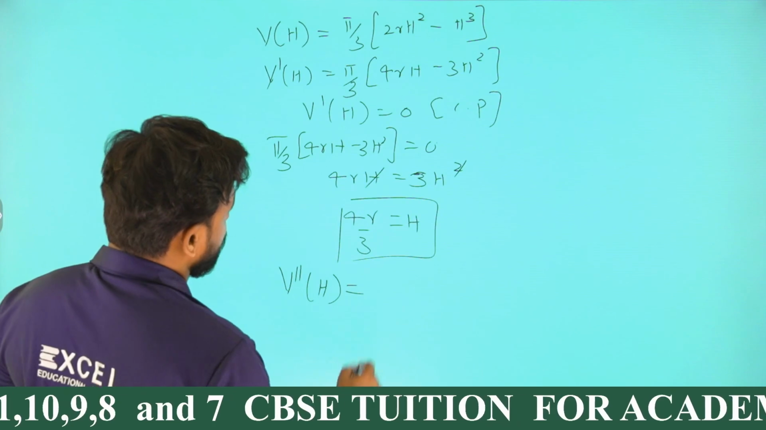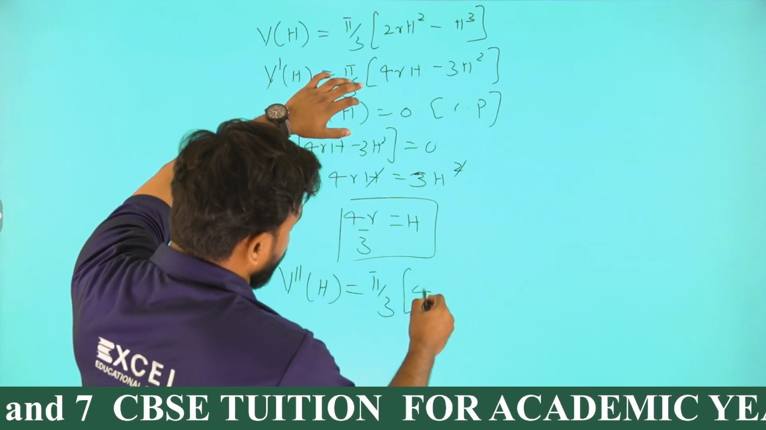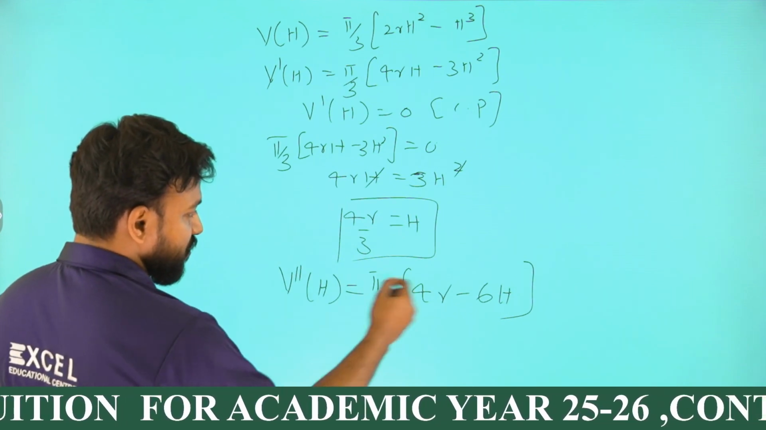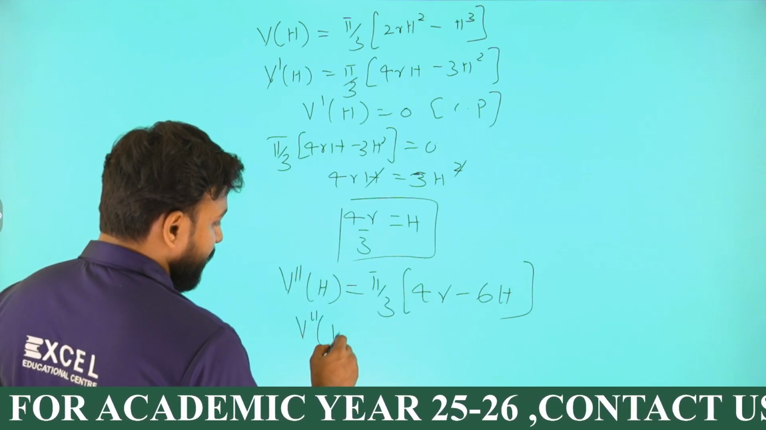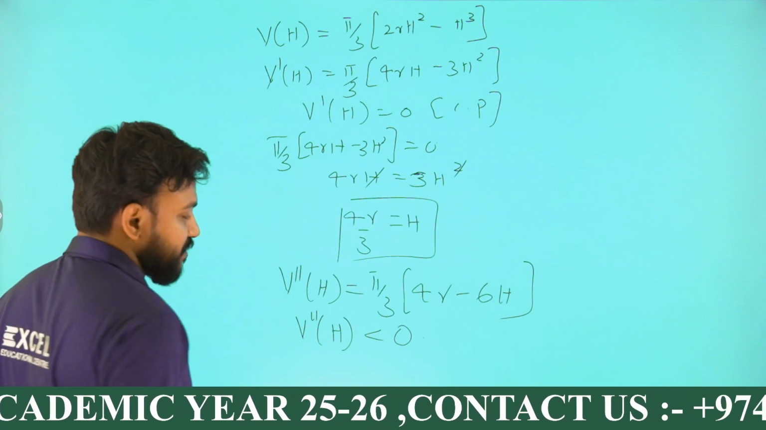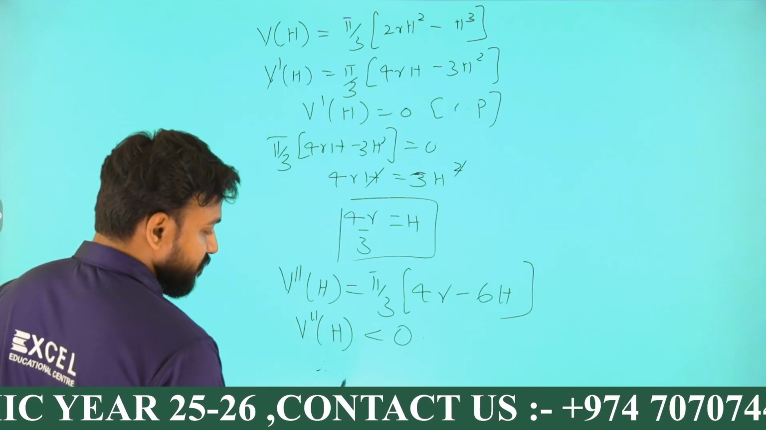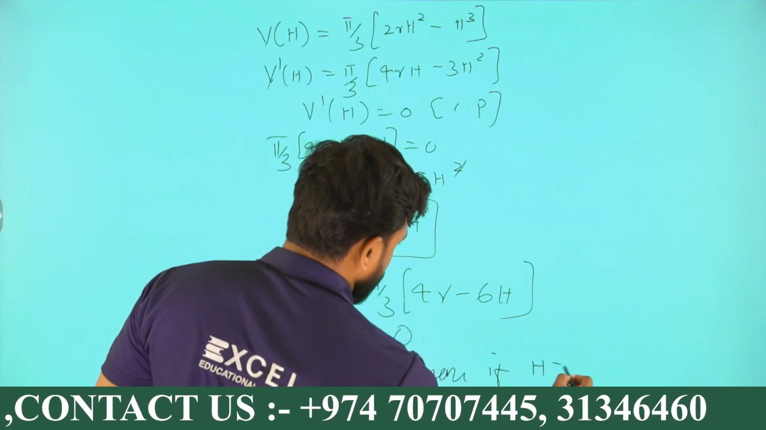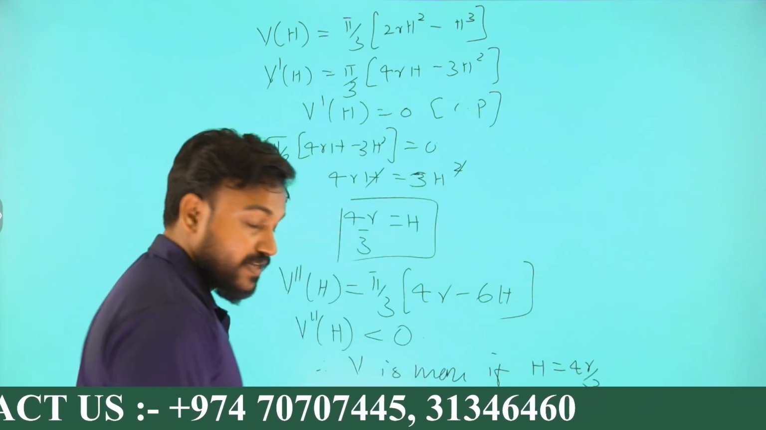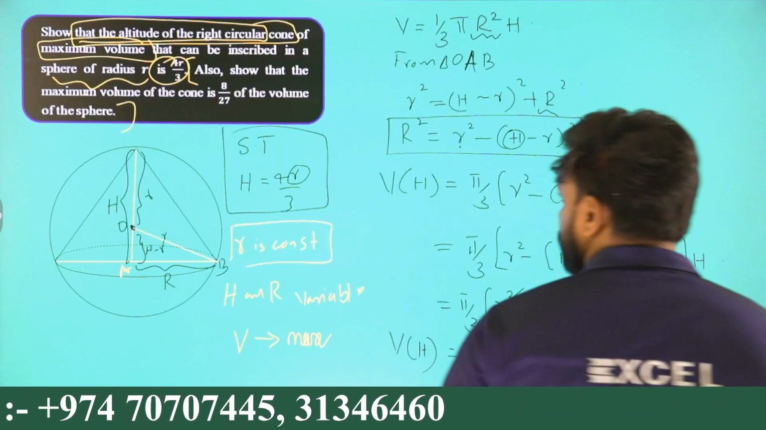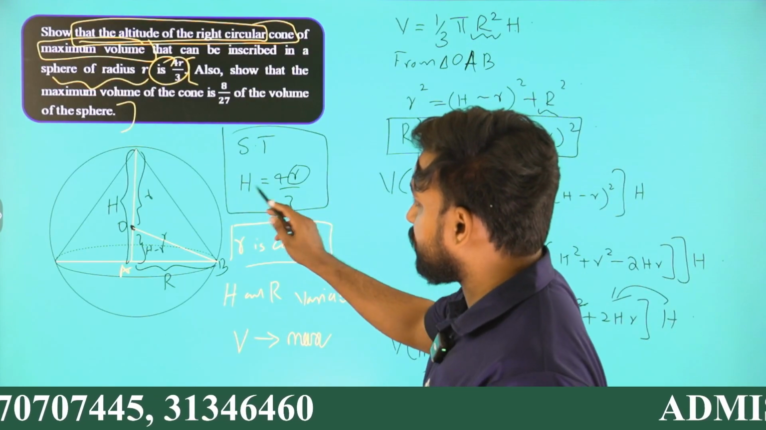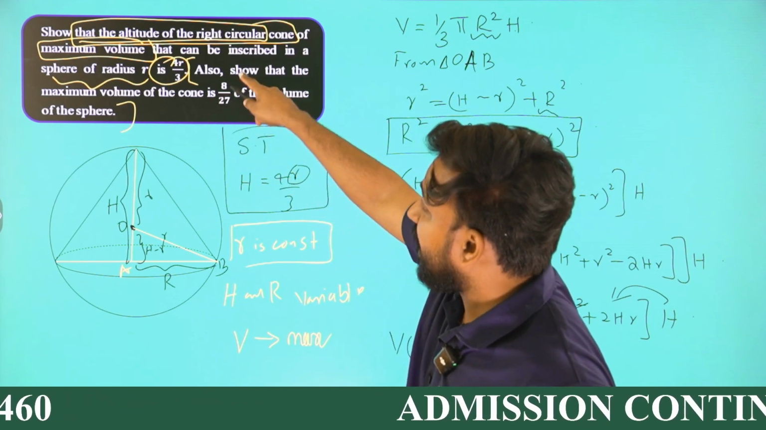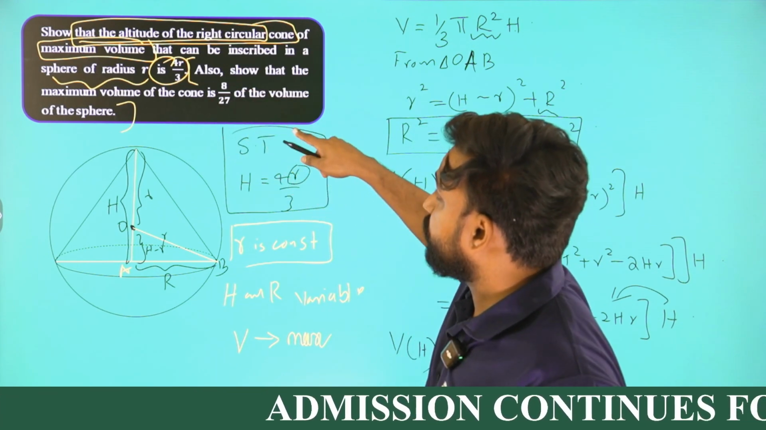V double dash of H is pi by 3 times 4r minus 6H. Ready? When you put H equal to 4r by 3, definitely you will get it less than 0. You can put it and check. Less than 0, therefore volume is maximum if H is equal to 4r by 3. Hence we proved that, and that's what they asked you to show. So we showed that H is equal to 4r by 3 by doing this. Also show that the maximum volume of the cone is 8 by 27 times the volume of the sphere.